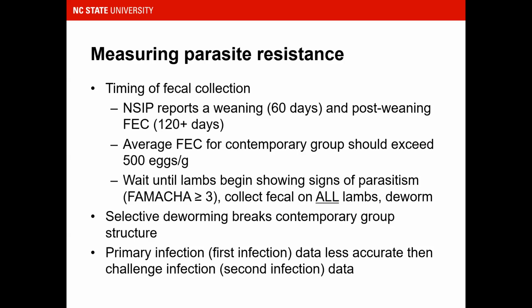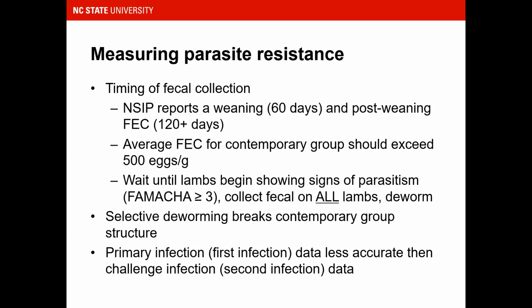In general, you want to make sure you wait at least 30 days after you collect your first fecal egg count sample to collect your second. So you should have at least 30 days between that weaning and post-weaning sampling. In general, we'd like the average fecal egg count for a contemporary group to exceed 500 eggs per gram. That gives us the most power in our analysis. If the fecal egg count average is less than 500 eggs per gram, it's a little bit harder to sort out some of those differences.